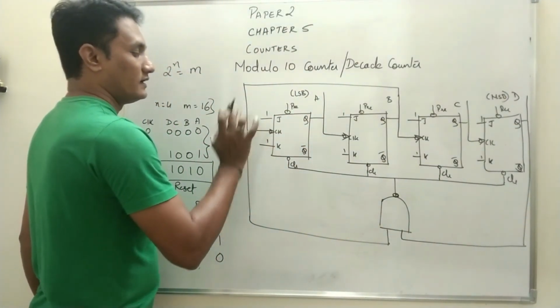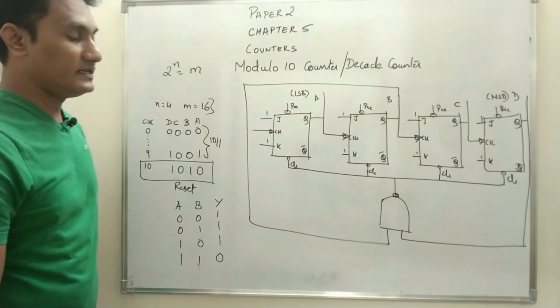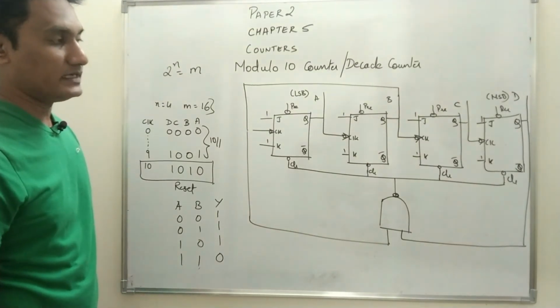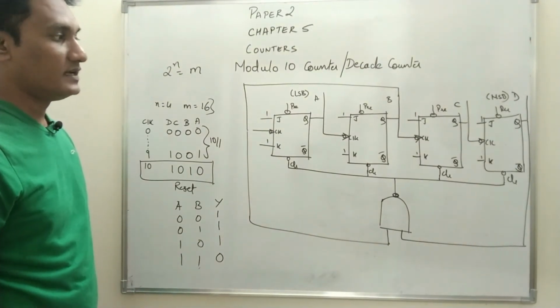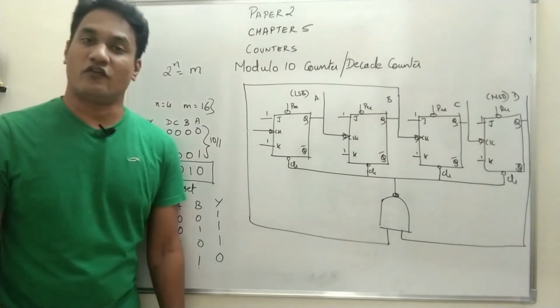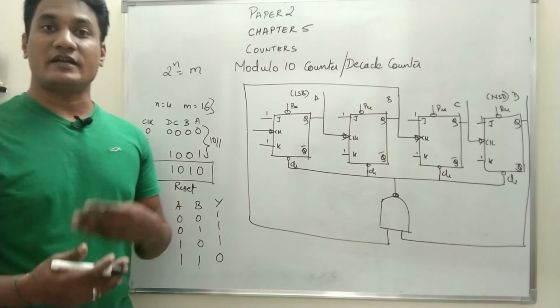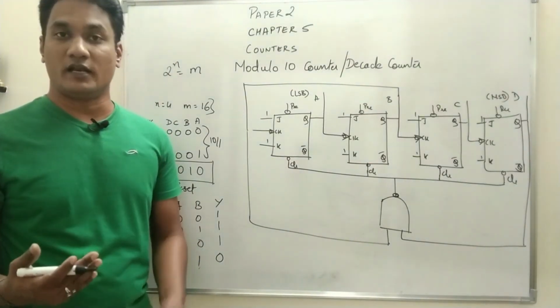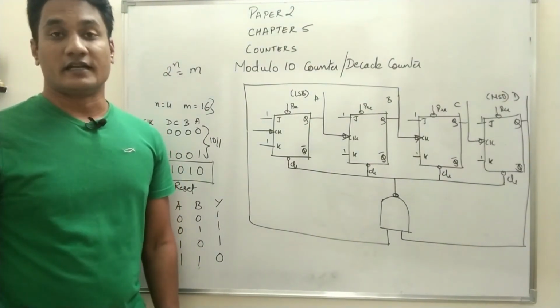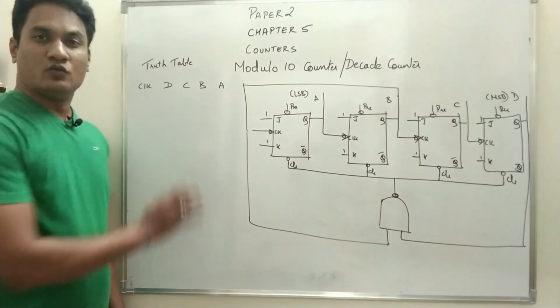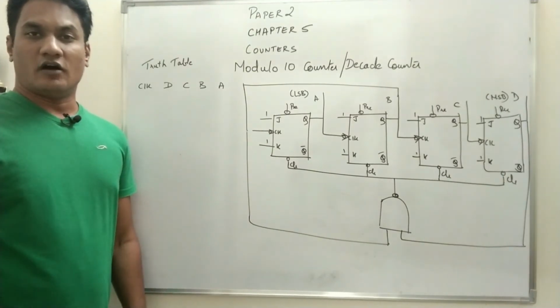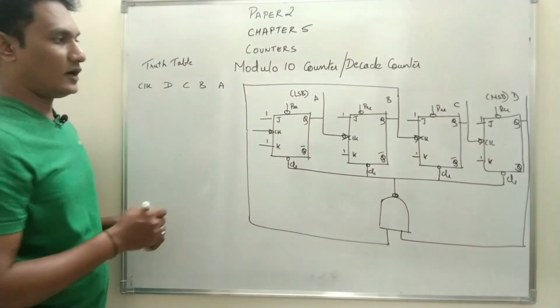So this is the condition. D is one input and B is the other input. So this is the circuit diagram for a modulo 10 counter. Let us try to understand by the truth table how exactly the circuit will operate. Now, the truth table of the modulo 10 counter.